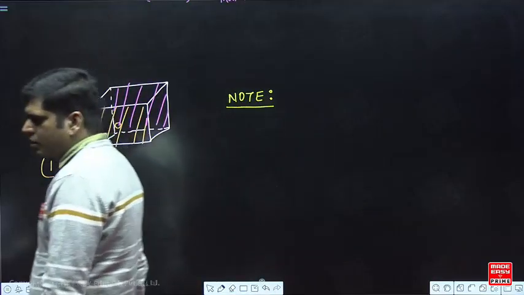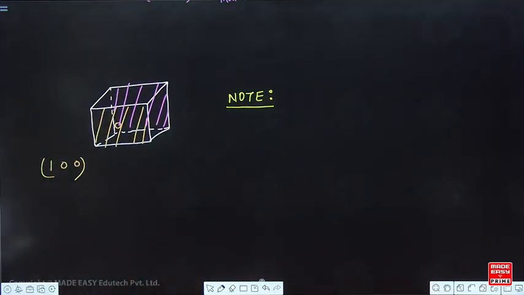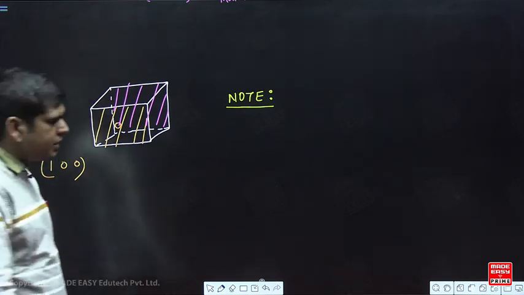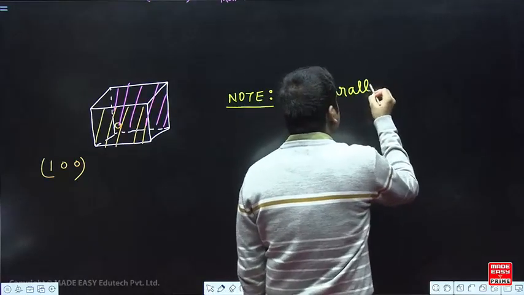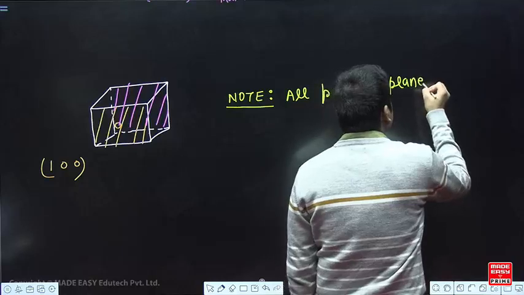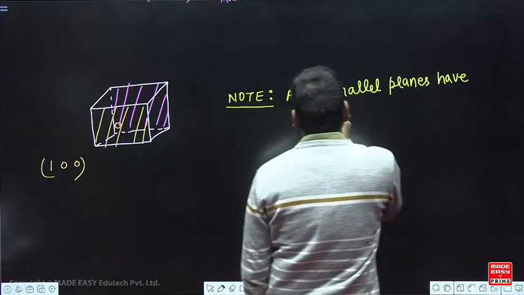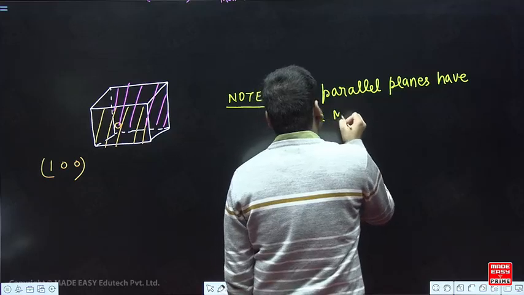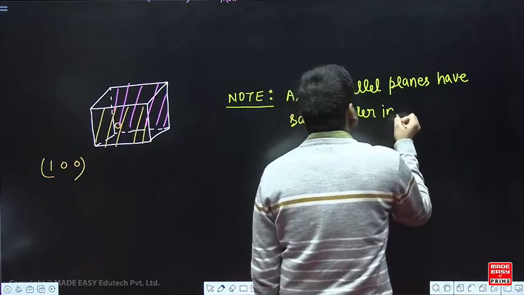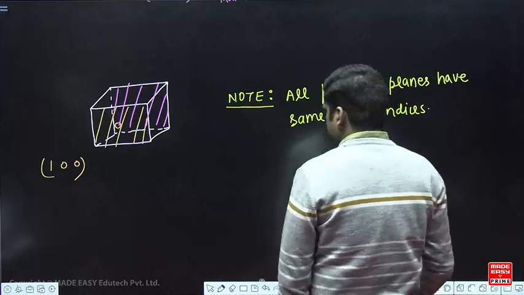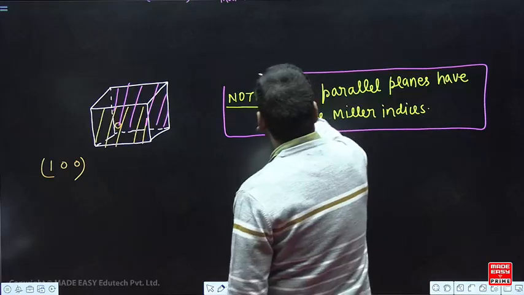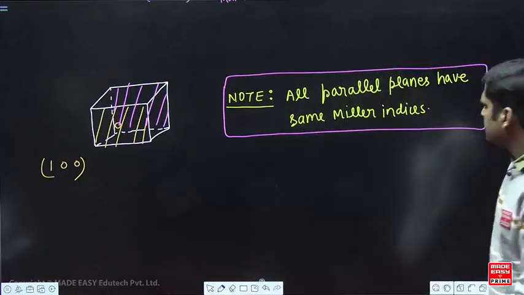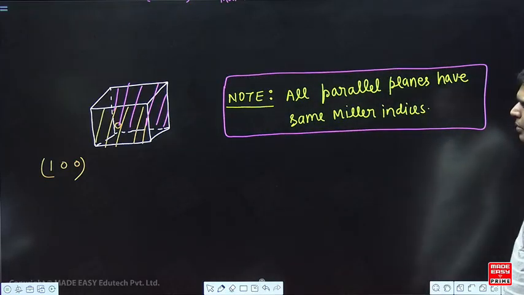Note, all parallel planes have the same Miller indices. All parallel planes have same Miller indices.